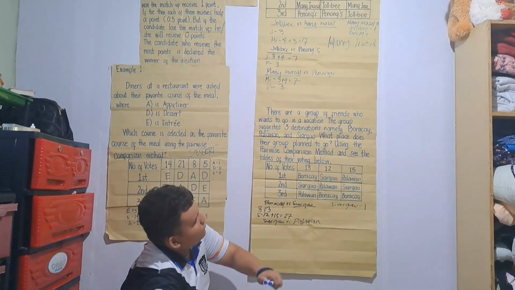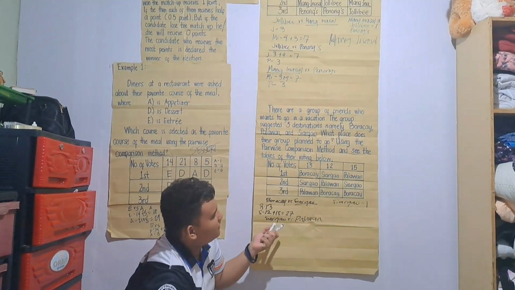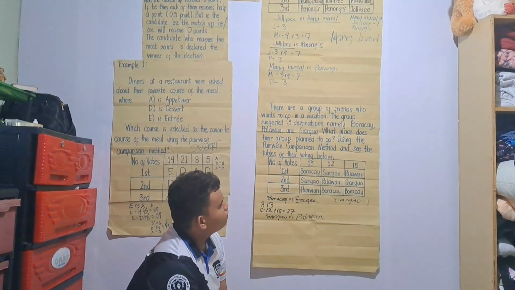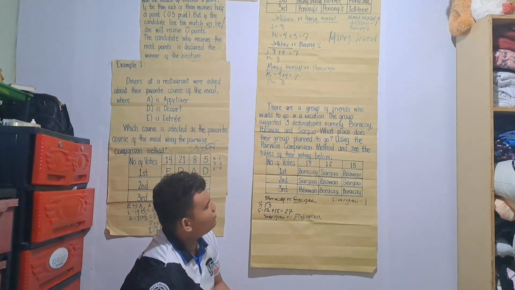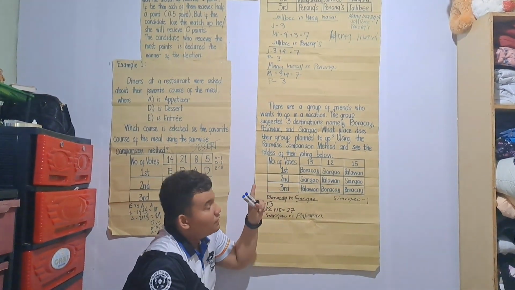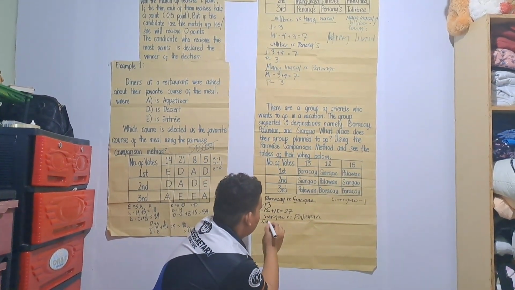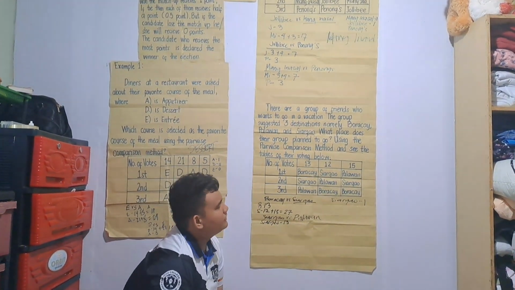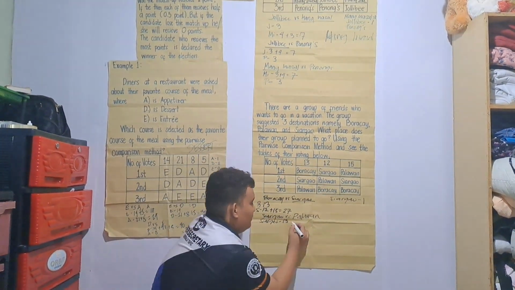So tingnan natin sa table kung gaano karami ang nag-vote sa Siargao o gaano karami ang nag-vote sa Palawan. So in the first table, the first column pala, we see nga Siargao yung preferable sa first 13 voters nito. So Siargao has 13. Then next is Siargao pa rin ang marami, may 12 na voters.